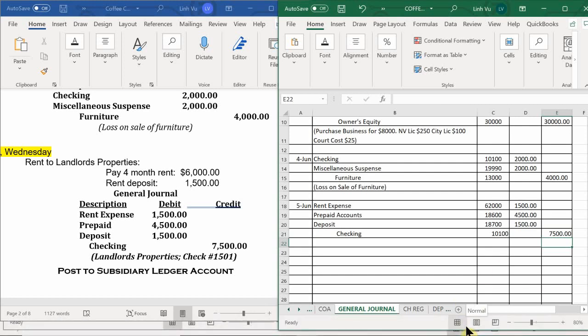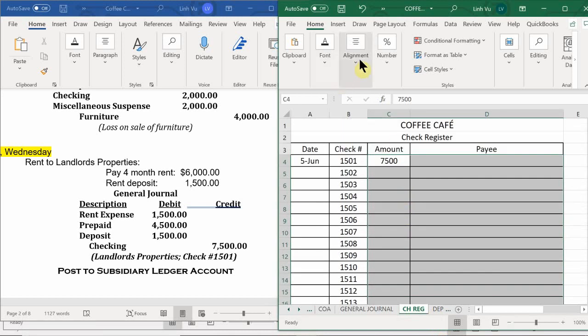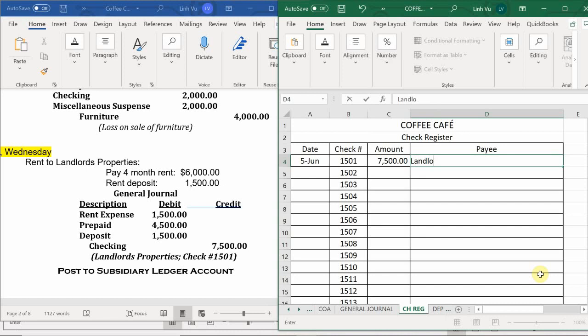So in this case, I wrote a check for the very first time. So I need to go to my check register, because I cut them a check. What is the date that I wrote this check out for? On the 5th of June. Now, for what total amount? For $7,500. Who did I write this check out to? For the landlord, Landlord Properties, right?